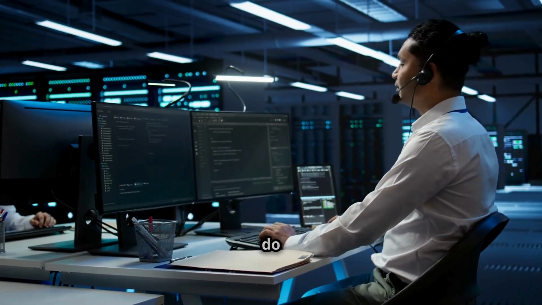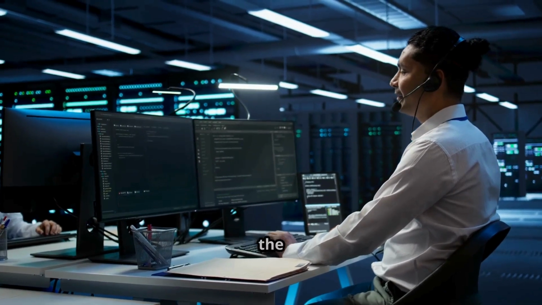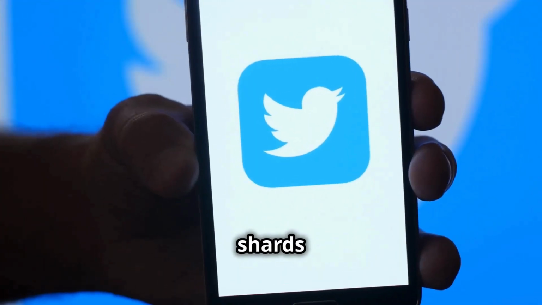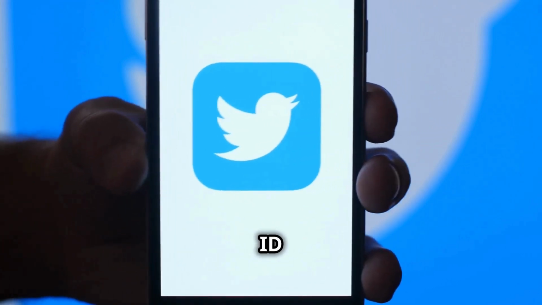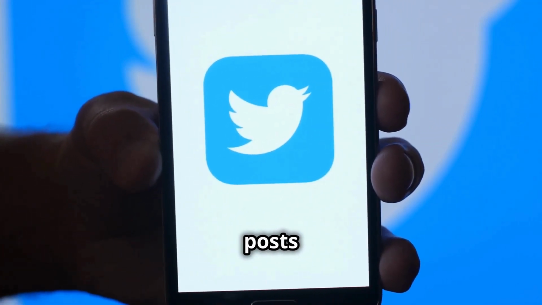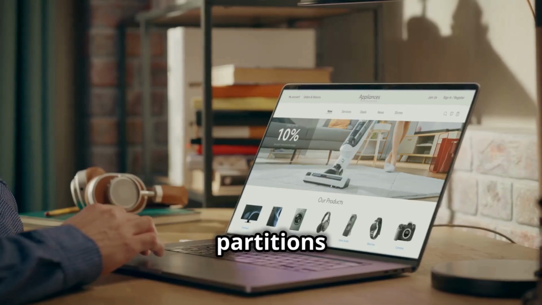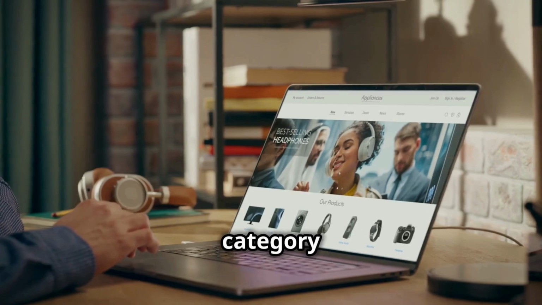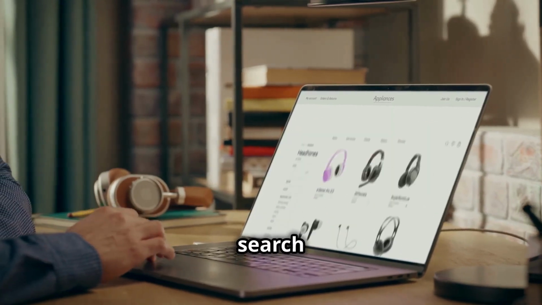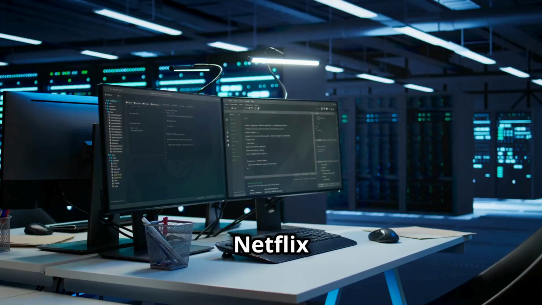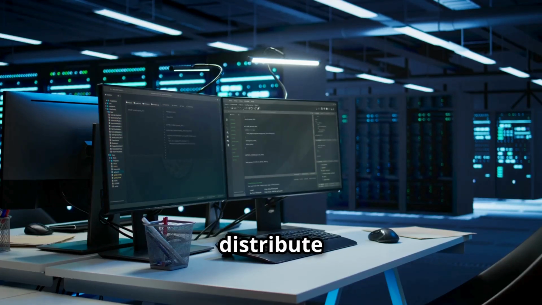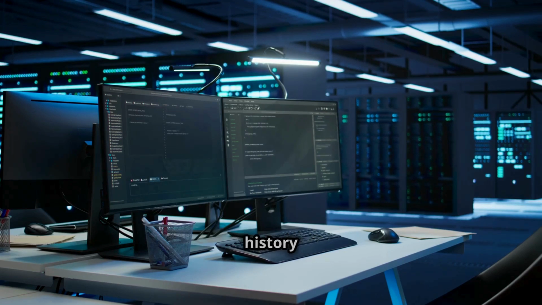So, how do companies use sharding in the real world? Twitter shards tweets by user ID to handle billions of posts seamlessly. Amazon partitions product catalogs by category for faster search and retrieval. Netflix uses sharding to distribute user profiles and viewing history across regions.